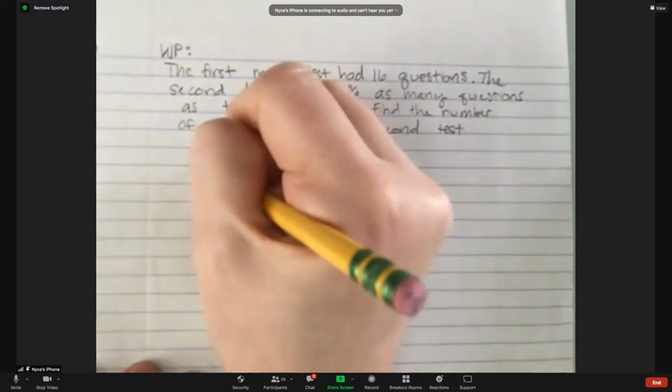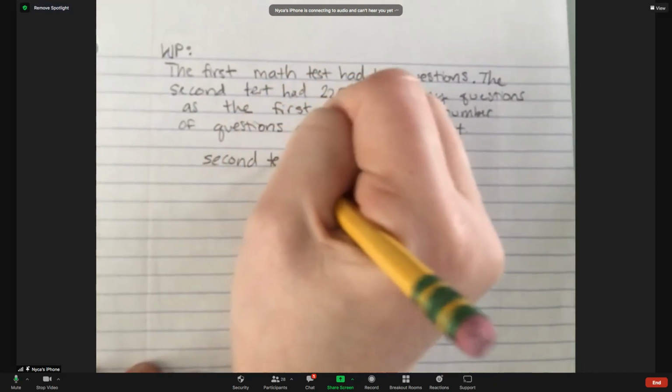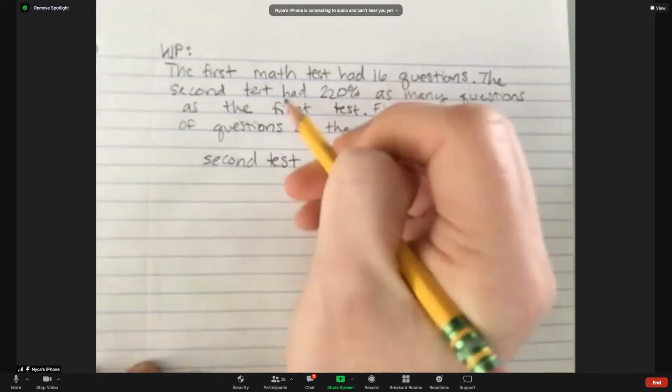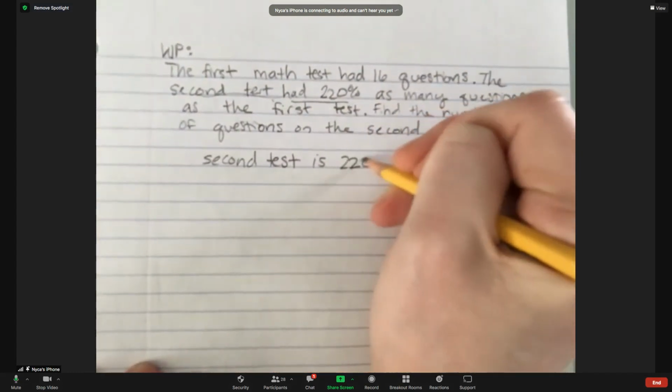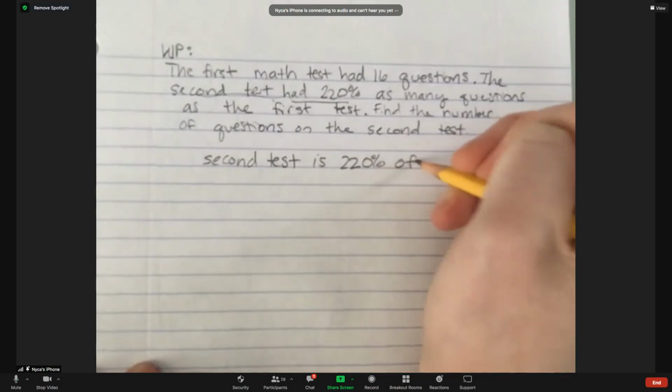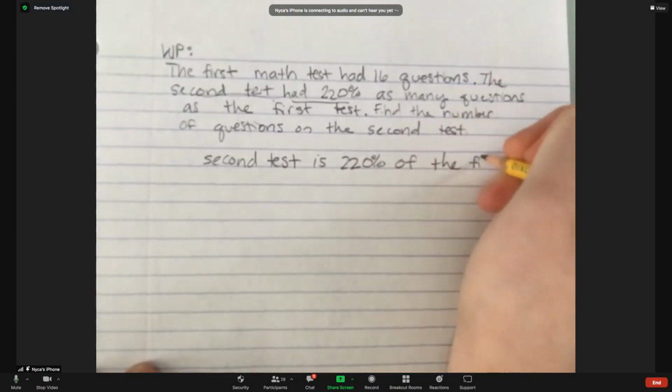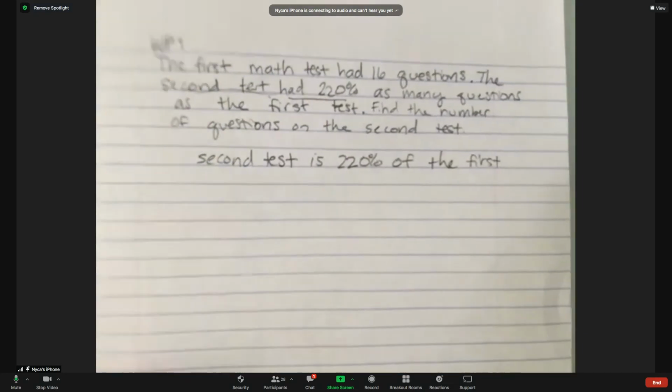The first math test had 16 questions on it. The second test had 220% as many questions as the first test. Find the number of questions on the second test. So the second test is what? The second test is 220% of the first. So let's plug in what we have.